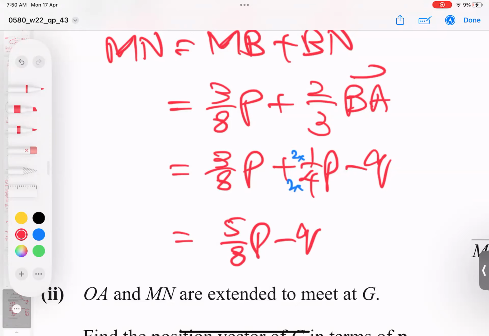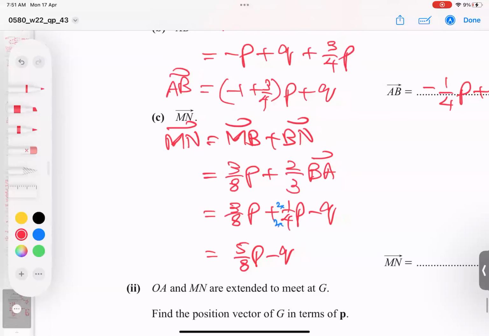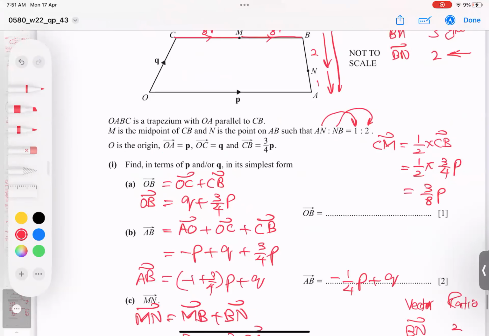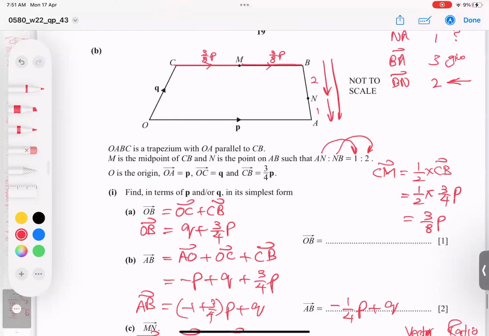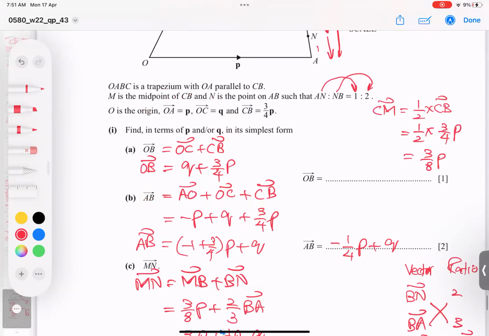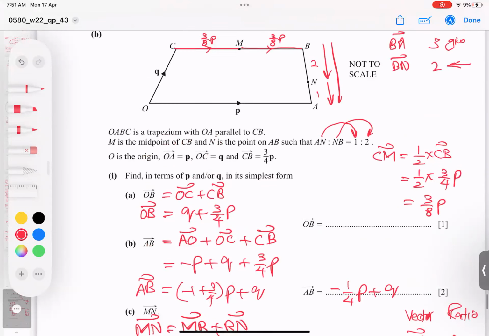After this, and this minus Q is already there. Let me recheck. Yes, okay. So this part is clear. One minute, just check once again. It's clear. And MN, actually MN is M to B, B to N: 3 by 8P and 2 by 3 times 2 BA, is all okay.